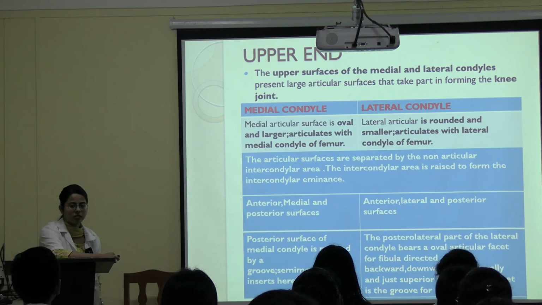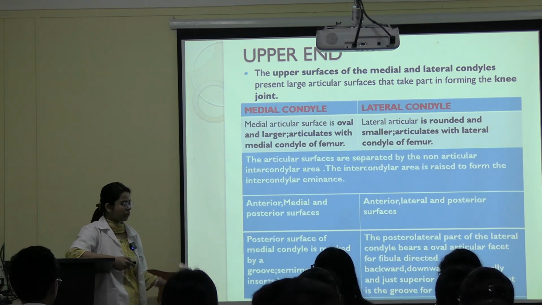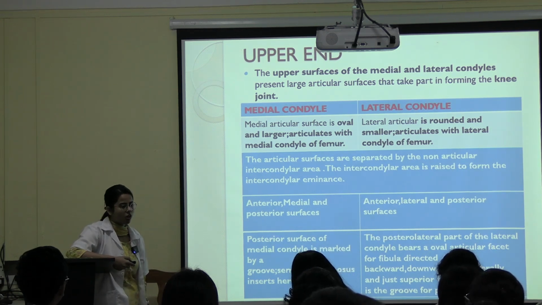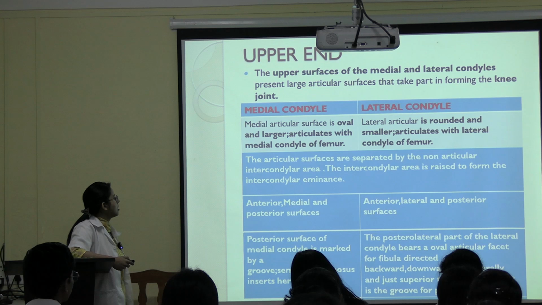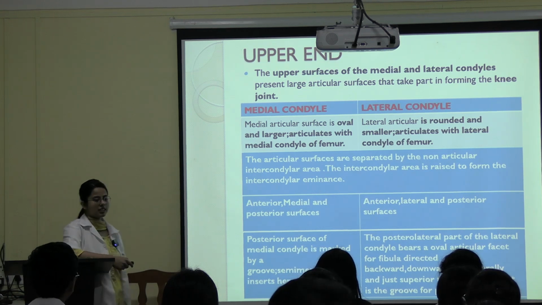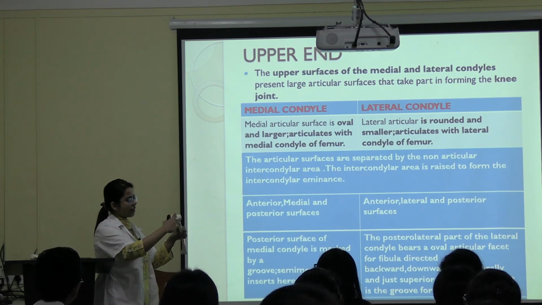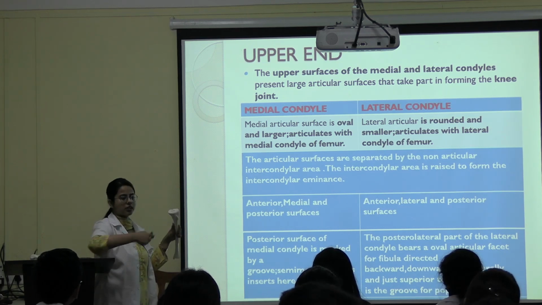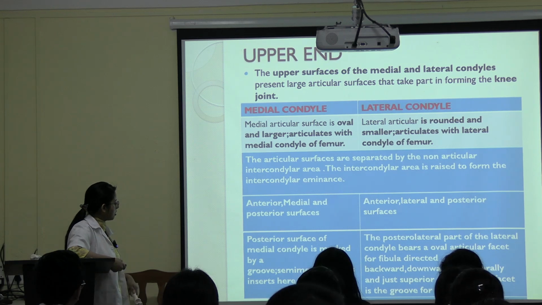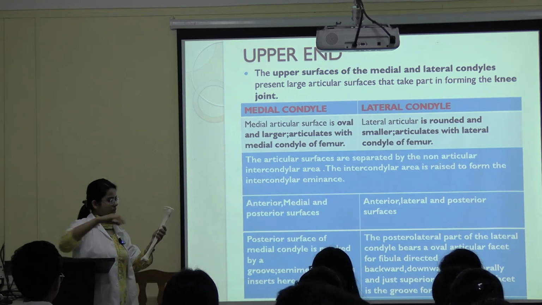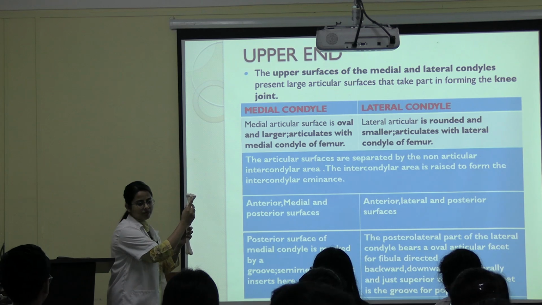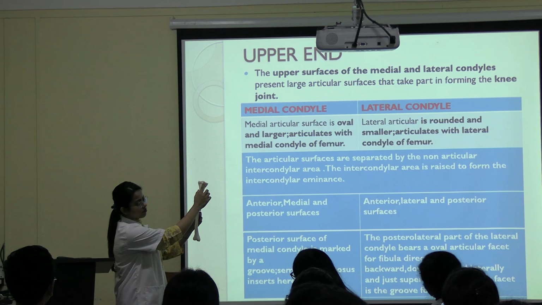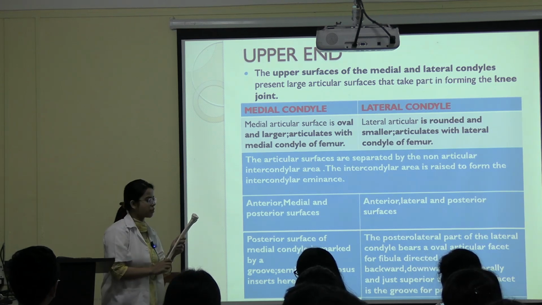medial condyle of femur. Okay, and lateral condyle articular surface is round and smaller, and it will articulate with lateral condyle of femur. Clear? And in between them, as I said, there is intercondylar area, which is non-articular. This is intercondylar eminence, and these two are intercondylar tubercles. And surfaces I told. And posteriorly, this is what surface? Of which condyle? This one? Medial condyle, posterior surface of medial condyle.